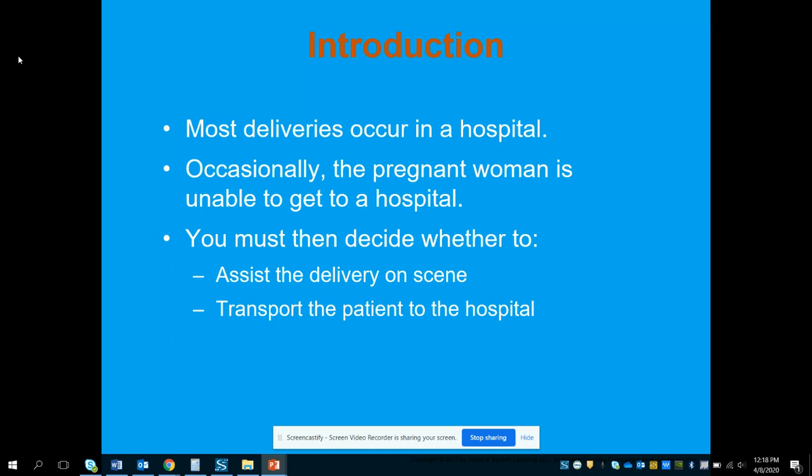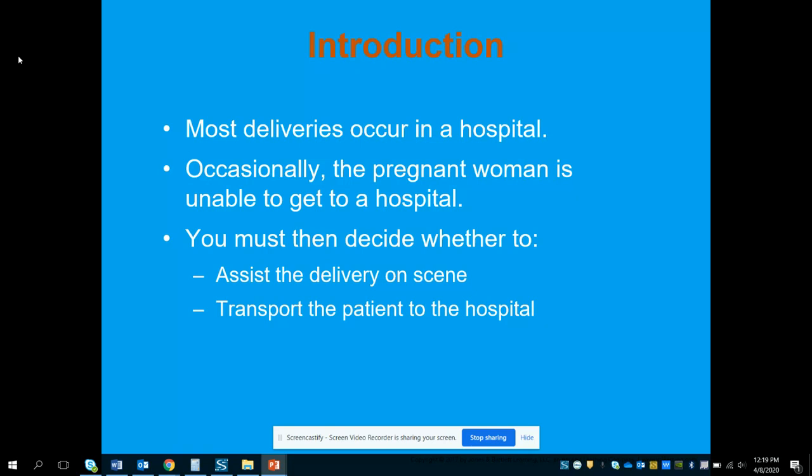So, most deliveries nowadays do occur in a hospital. But occasionally the woman is unable to get to the hospital, or she perhaps chose to have a home birth and maybe something went wrong, and that's where you're getting the phone call. It really just depends on the situation. So we need to decide whether we have time to transport the patient to the hospital or whether we need to assist with the delivery on the scene.